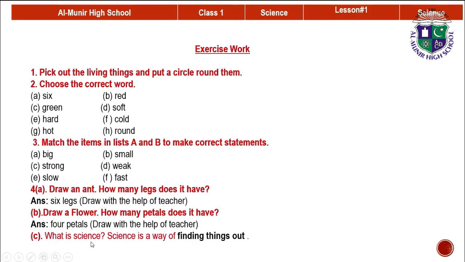What is science? The question C is what is science? Science is a way of, this is already written on your book. You have to just write finding things out. Science is a way of finding things out.